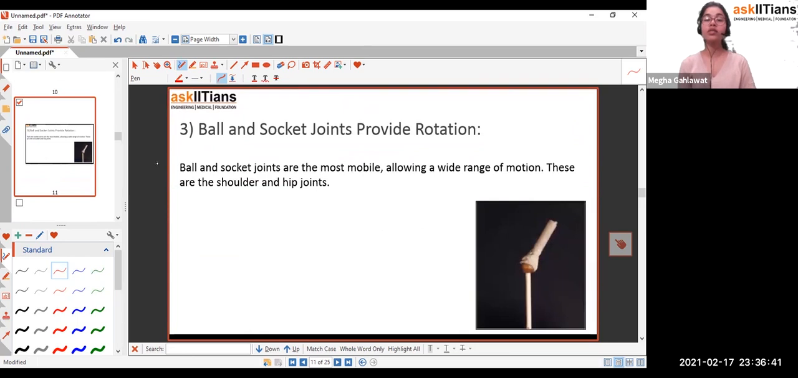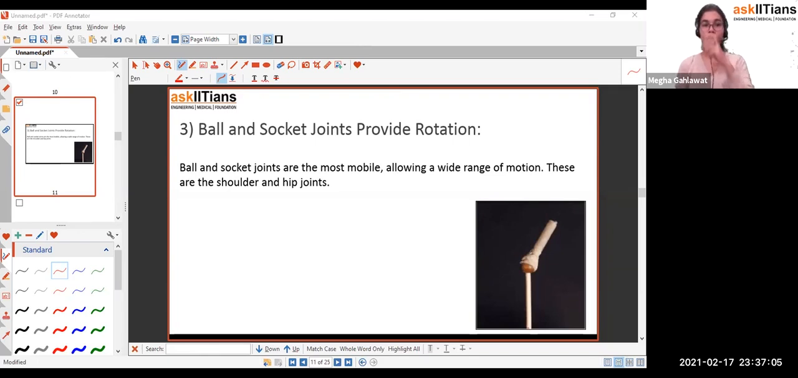Next is the ball and socket joints. Ball and socket joints are the ones which help in proper rotation like this. They help in a wide range of movement. What you see here is that my hands are moving in a perfect circle, right? My shoulder is moving in a perfect circle, and so can my hip. Not hip, but basically the legs.